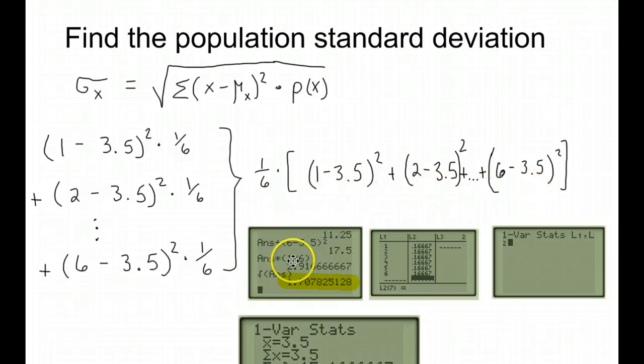17.5, and then I multiply that by the 1/6 on the outside. Right, that gave me this. That's everything underneath the radical. So the last thing I need to do is take the square root. So there's what I get when I go with the formula.